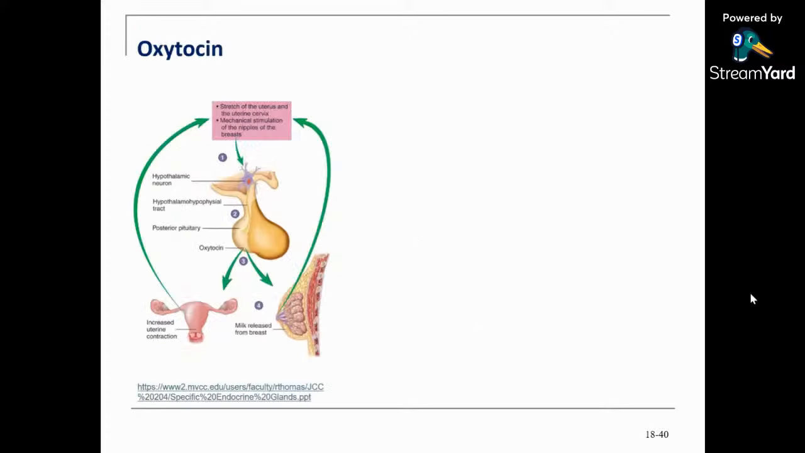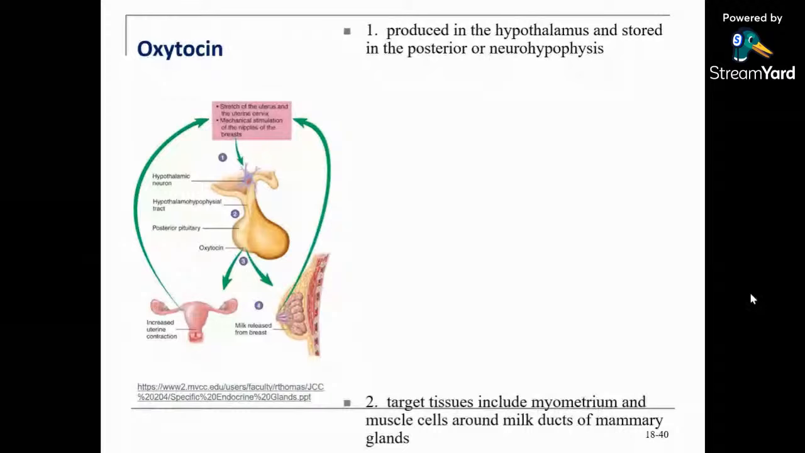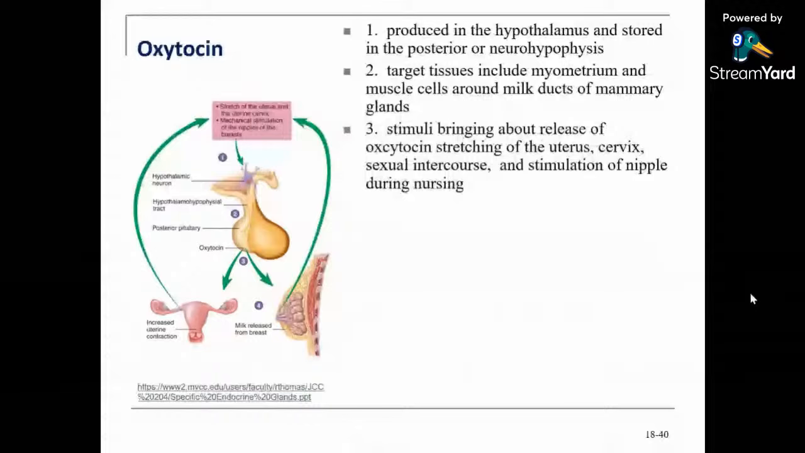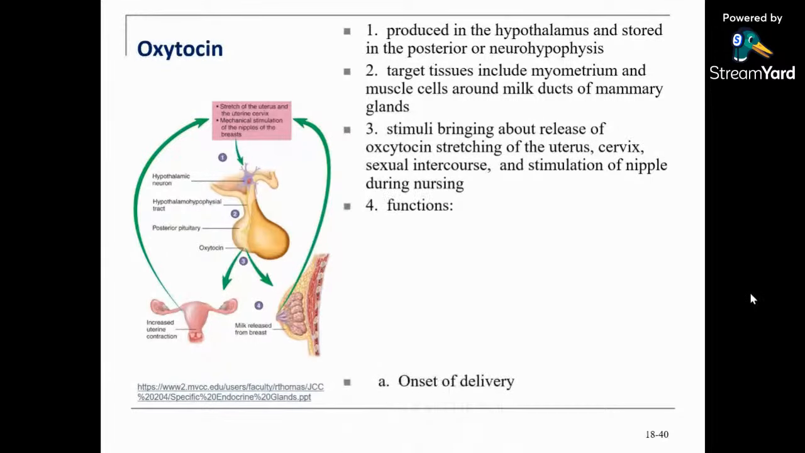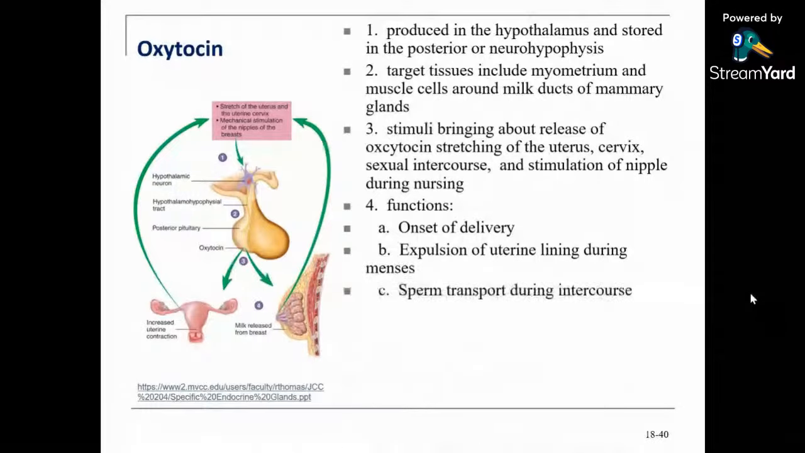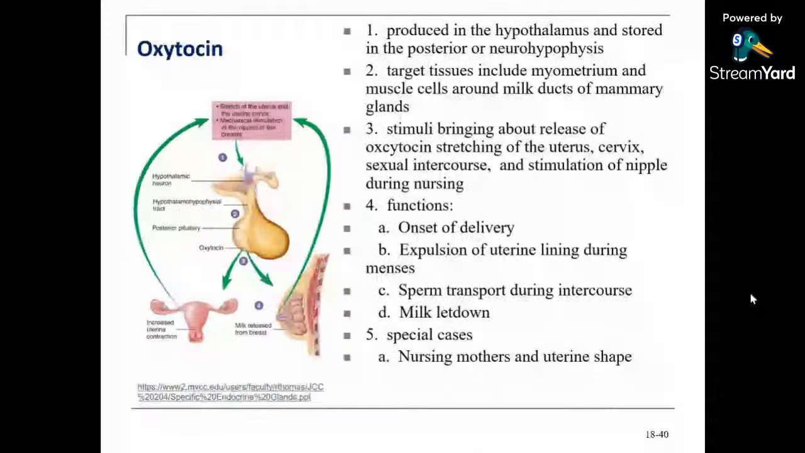From the posterior pituitary, there is another hormone, oxytocin, produced in the hypothalamus and stored in the posterior pituitary, or neurohypophysis. Target tissues include the mammary gland. Stimuli bringing about release of oxytocin are stretching of the uterus and cervix, sexual intercourse, and stimulation of the nipple during nursing. The functions of oxytocin: onset of delivery, expulsion of the uterine lining during menses, sperm transport during intercourse, and milk letdown. There are some special cases, like nursing mothers, uterine shape, and neural input to oxytocin release.